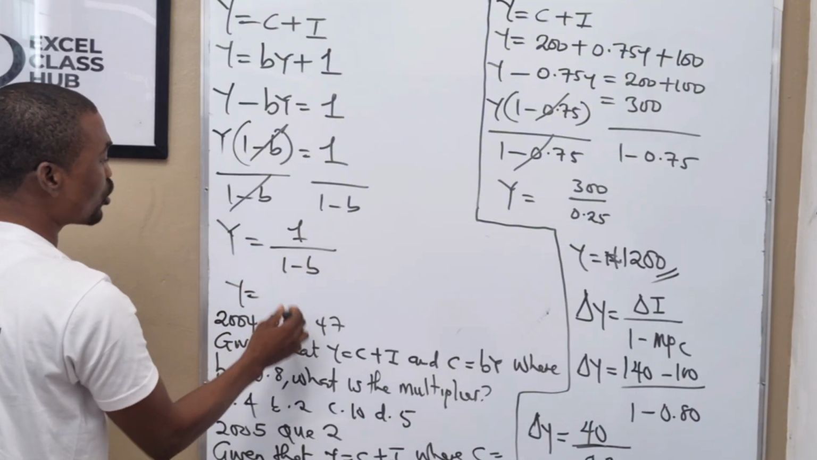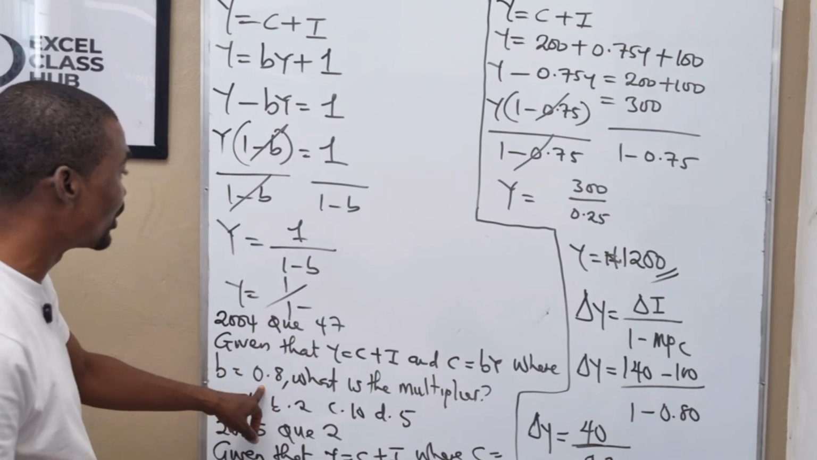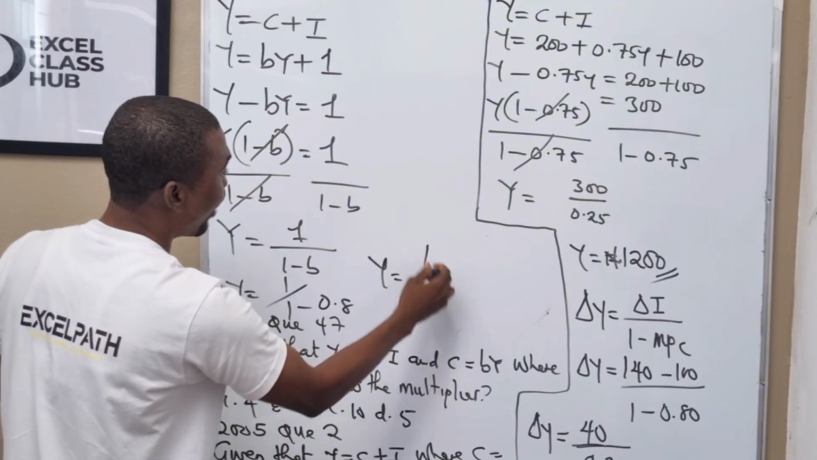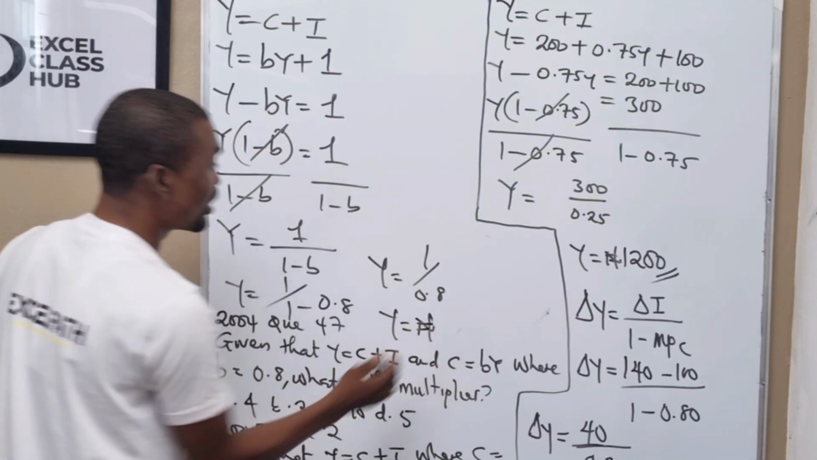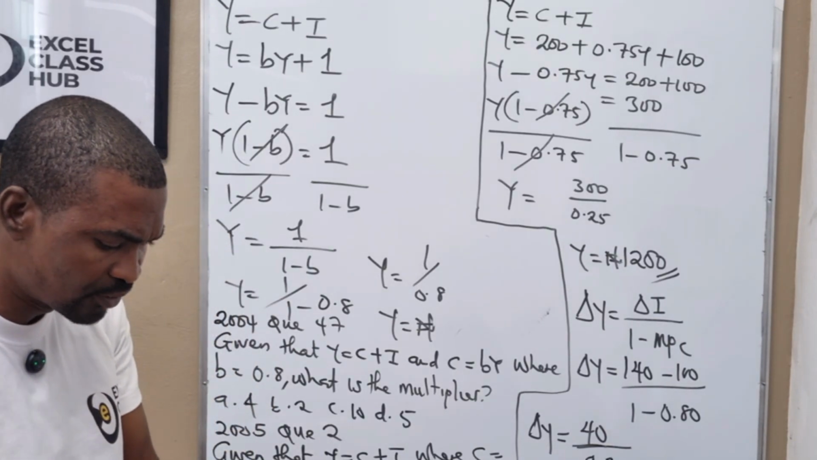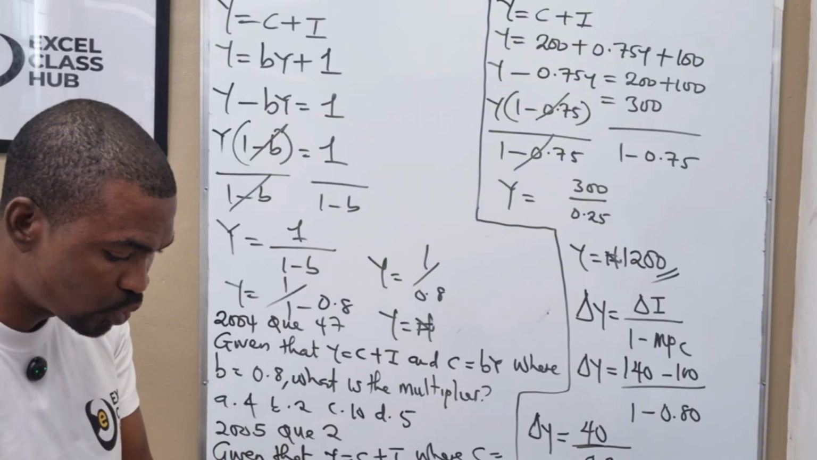So you have y equals 1 all over 1 minus b. Our b in the question is given, which is 0.8. So y equals 1 divided by 0.8. So y equals to, let's look at final answer, 1 divided by 0.8 will give us what?